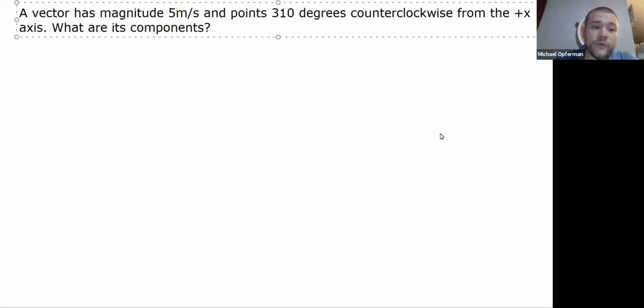All right, I want to show you another example of converting vectors between different representations. So here's a good question. We have a vector with magnitude 5 meters per second that points 310 degrees counterclockwise from the plus x-axis. What are its components?